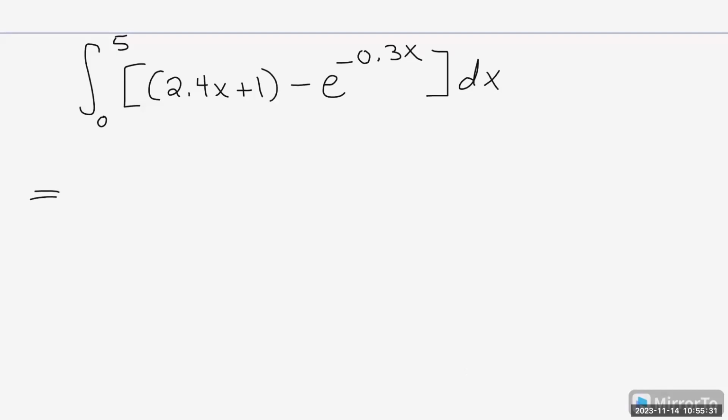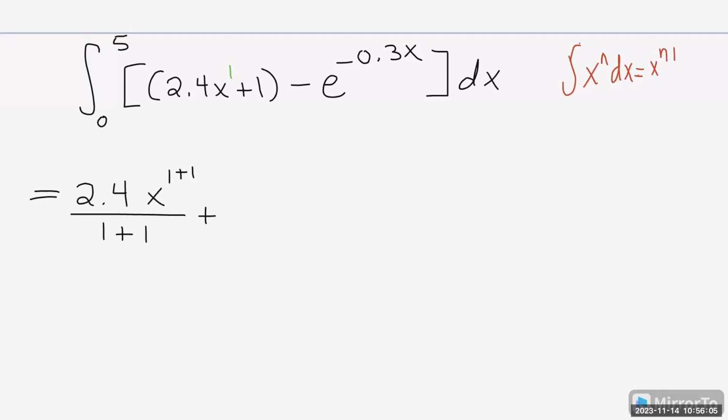The 2.4x, I recognize that this x is being raised to the first power. So using my kind of power rule for integration, I'll have x to the 1 plus 1, which is 2. Well, I'll actually write it out over 1 plus 1. So I just used this rule that the antiderivative of x to the n dx is x to the n plus 1 over n plus 1 plus c. I just use that rule.